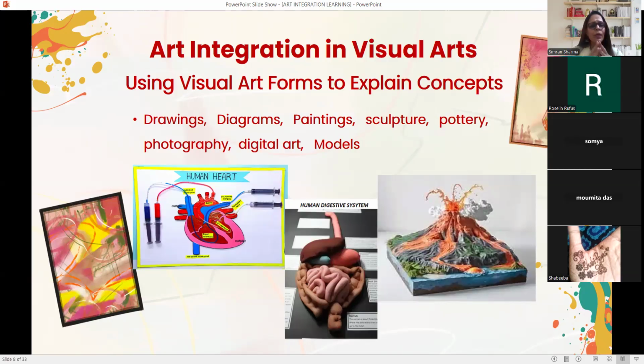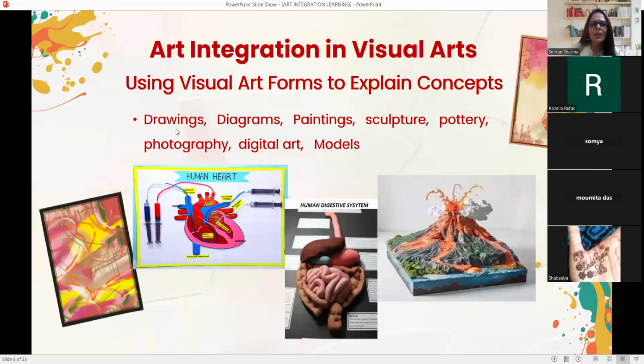So when we are talking about art, art is not a monolith. Art is not just one term. Rather, we have different forms of arts. What are the different forms? Start with art integration in visual arts. What is visual art? Which can be visualized. We are going to take a look at the different modes of visual arts that can be used in your subject, using our visual art forms to explain concepts.